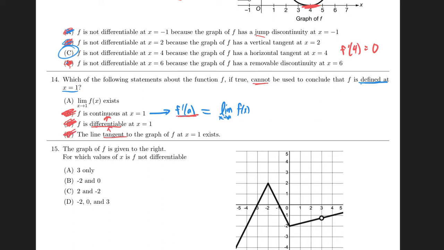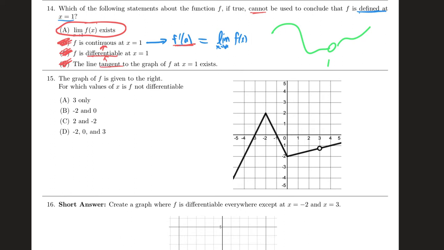So the only thing that's not enough to know that f is defined is just knowing the limit exists, because we could have a graph that looks like this. The limit exists at this point, but the function does not. So just knowing the limit is not enough to know that the function is defined. But for the other 3, a tangent line implies there's a derivative, and a derivative implies it's continuous, and the definition says our function's defined.